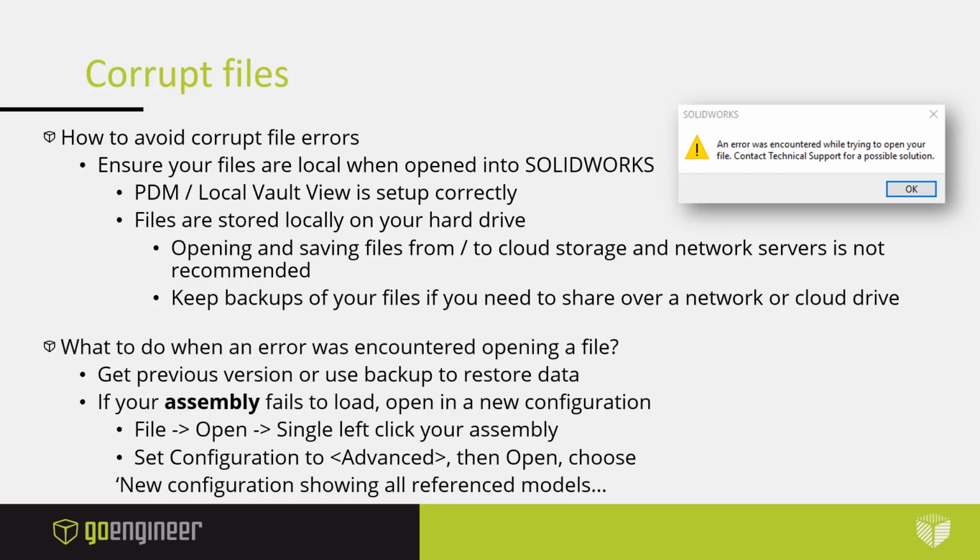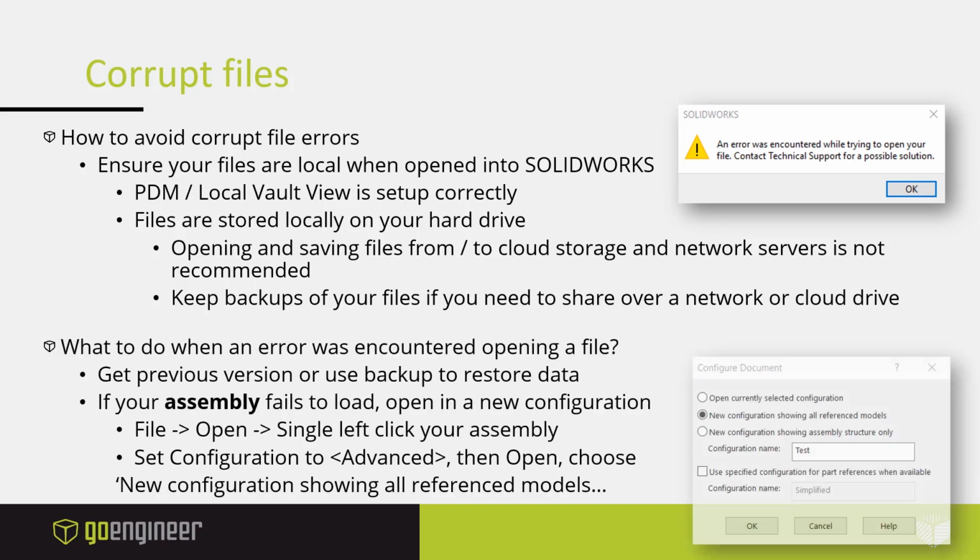If you get an assembly warning, or if you get this error, if you're trying to open an assembly, one trick that you can attempt is to either obviously get a previous version if you're using PDM, or get a backup if you've already saved it somewhere. But if that doesn't work, one thing to try is to open the assembly in advanced configuration, which has all components and subassemblies suppressed, and you can go through one by one and unsuppress those components until you reach the corrupted file, which is maybe just requiring one component that needs to be recreated.